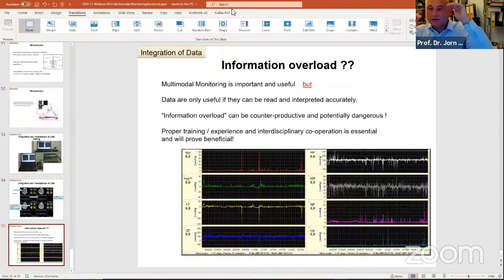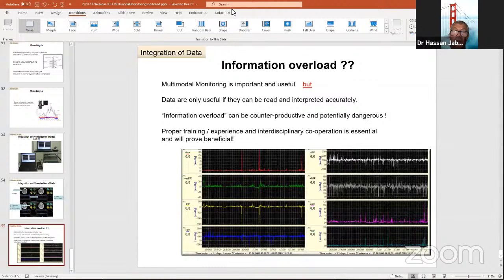So you look at both. If the ICP is absolutely normal, I would probably wait a bit and see whether there's a trend going up. But if the ICP is slowly going up and the PO2 is going down sharply, then I would probably make a decision for intervention.